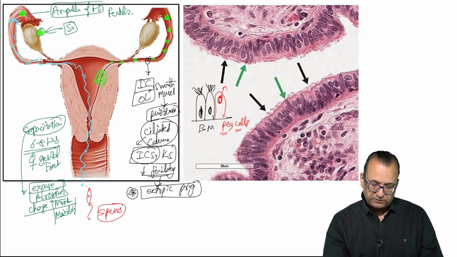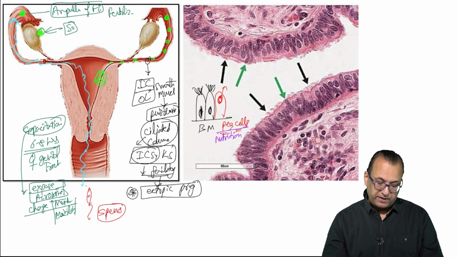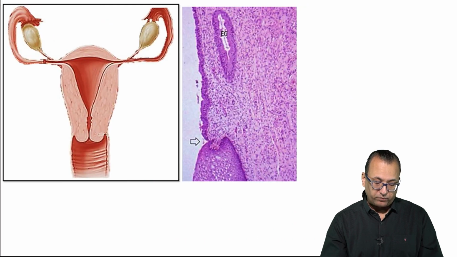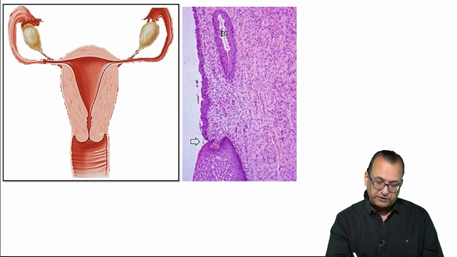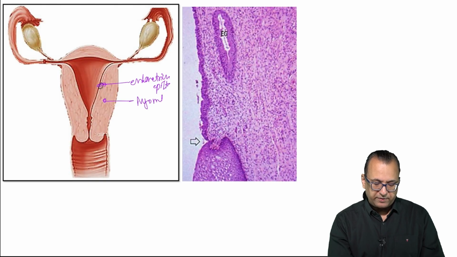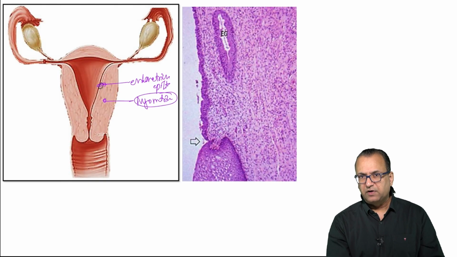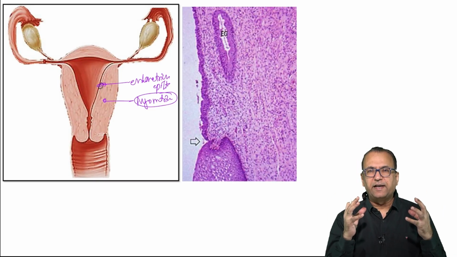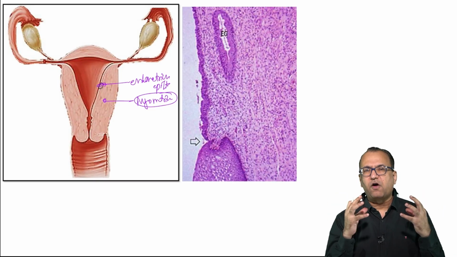So, as we have mentioned, PEG cells for nutrition, these are the two cells which you find in the fallopian tube. Now, once we have mentioned them, you can move into the details of the uterus, cervix and vagina epithelium. The uterus has endometrium, where you will have epithelium, and then you have myometrium.